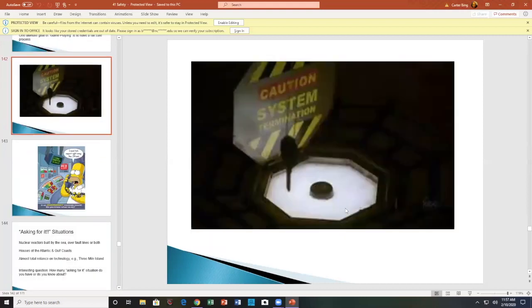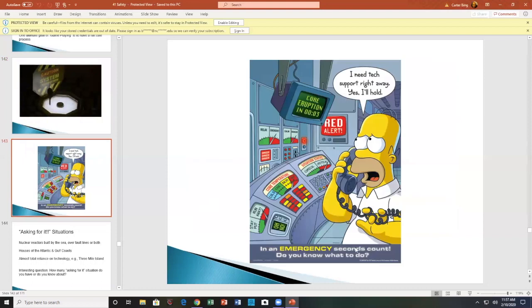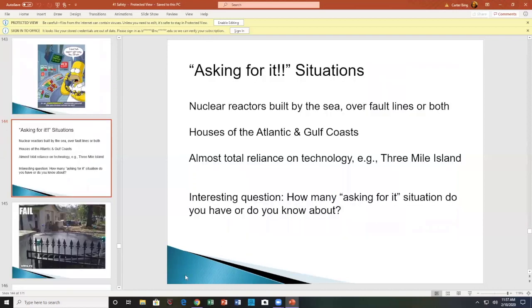Caution, system termination. I don't know exactly where this came from, but it's quite humorous. An emergency, seconds count. You know what to do. Okay, I need tech support right away. Yes, I'll hold. So you have core eruption in 3 seconds. I like this one, asking for it. Situation, asking for it.